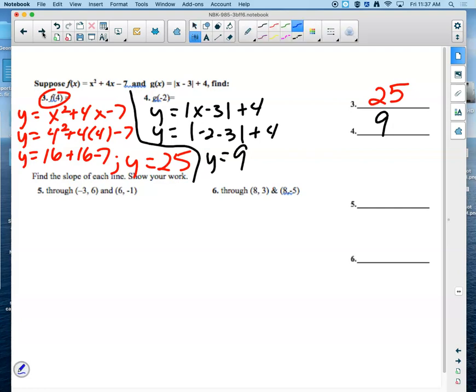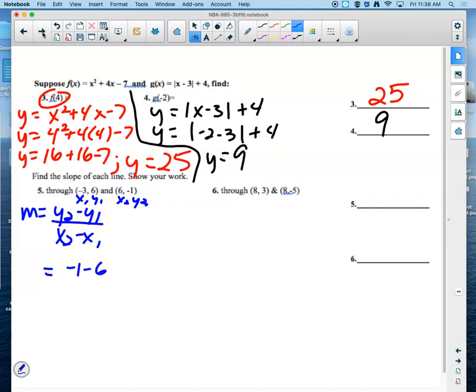Slope. Find the slope of each line and show your work. How do we find slope? Okay, that's slope-intercept form. Slope, slope, find the slope. Average rate of change. y2 minus y1 over x2 minus x1. All right, well, let's see. This is x sub 1, y sub 1, and x sub 2, y sub 2, if you really want to label. You know, don't have to.